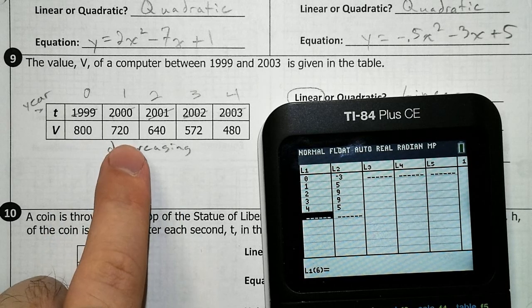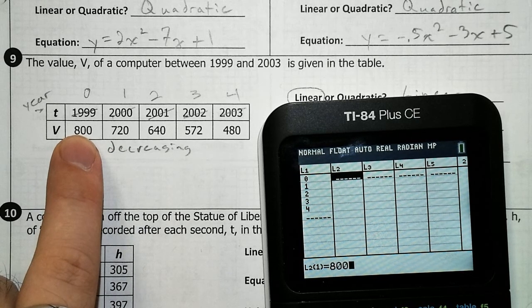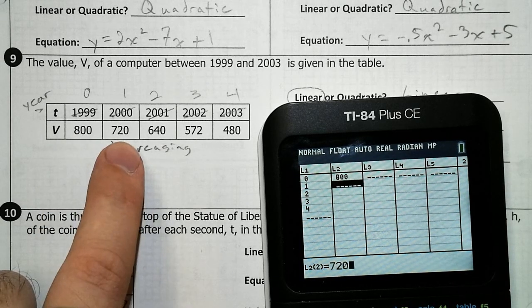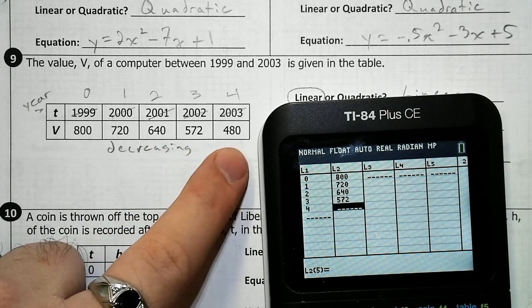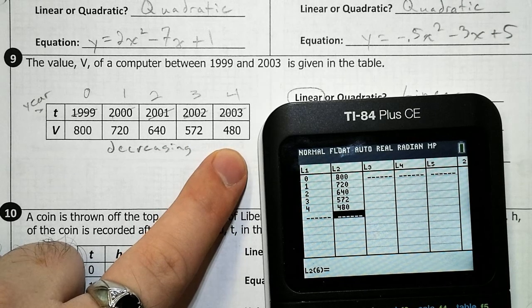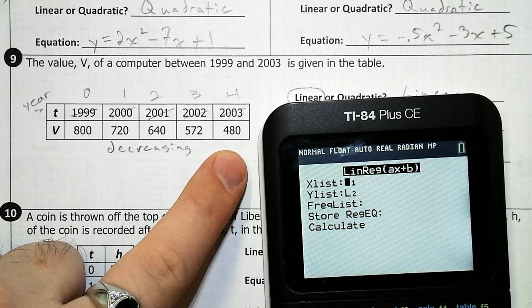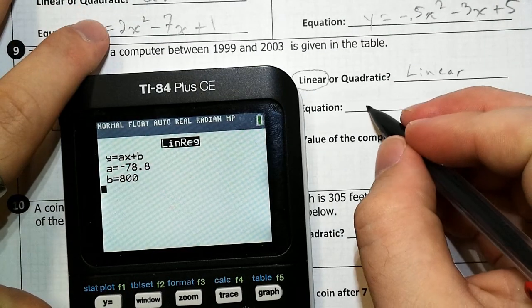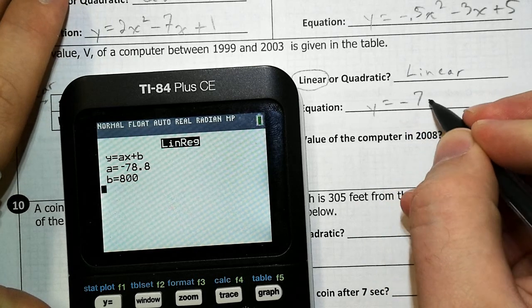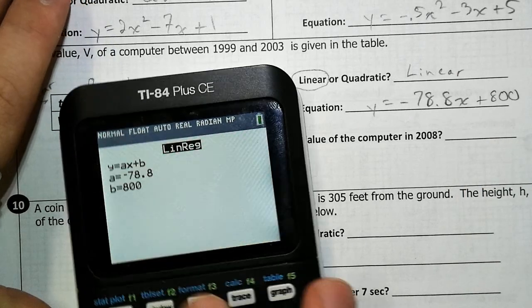For my Y values, I'll just use what's already given. So 800, 720, 640, 572, and then 480. Go back to stat, calc, go down to number 4, because we know it's linear, and calculate. So, our equation, y equals negative 78.8x plus 800.